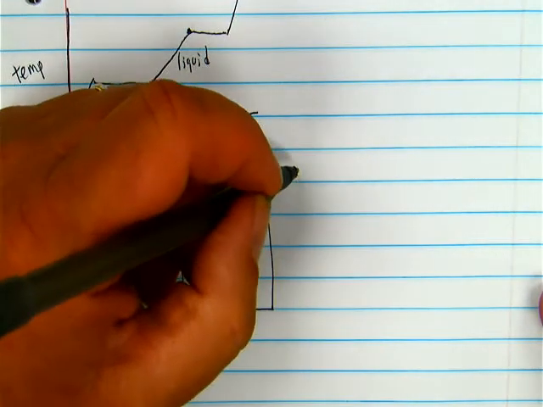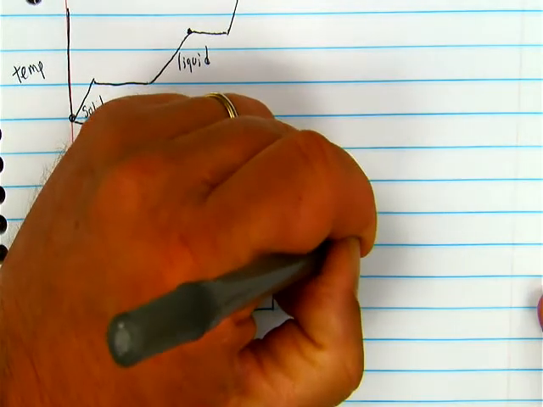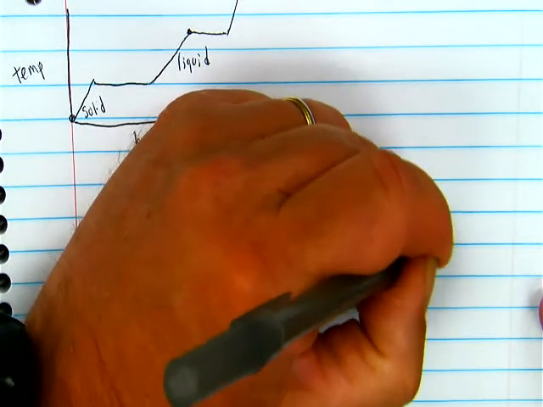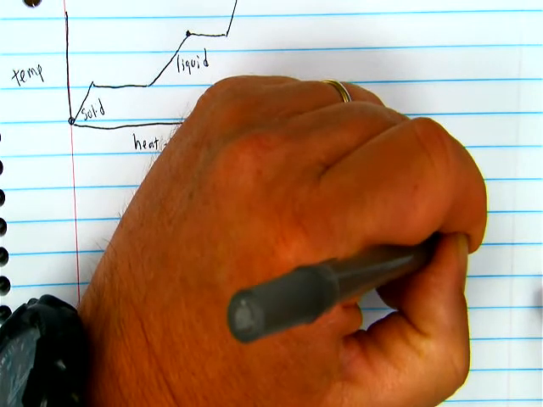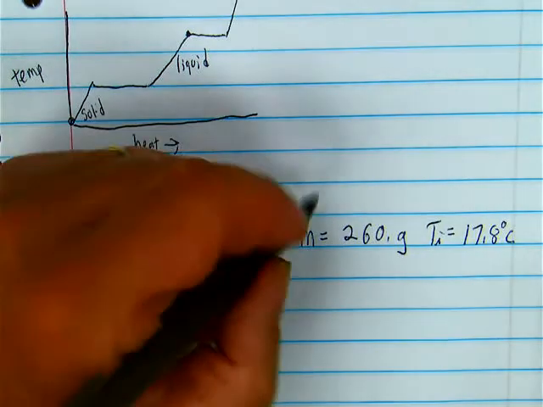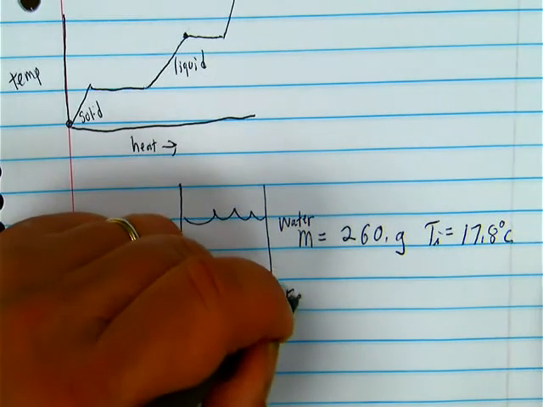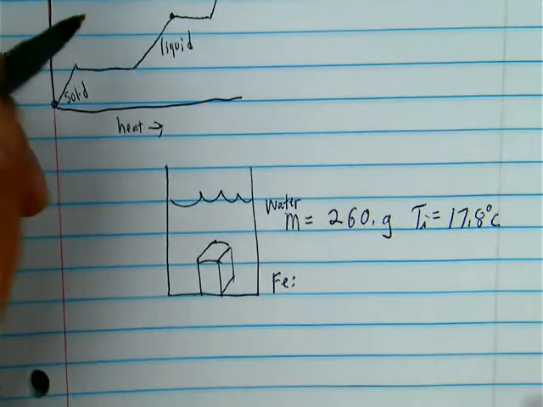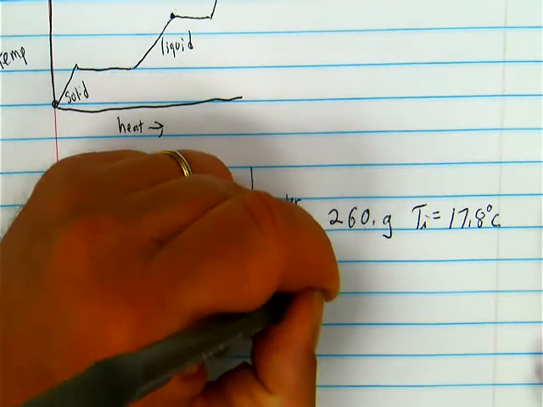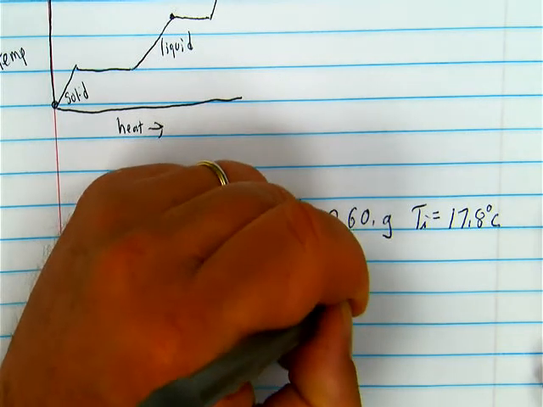The water is a mass of 260 grams. Its initial temperature is 17.8 degrees Celsius. It's liquid water. For the iron, of course, you recognize the chemical symbol for iron, Fe. Its mass is 50 grams.